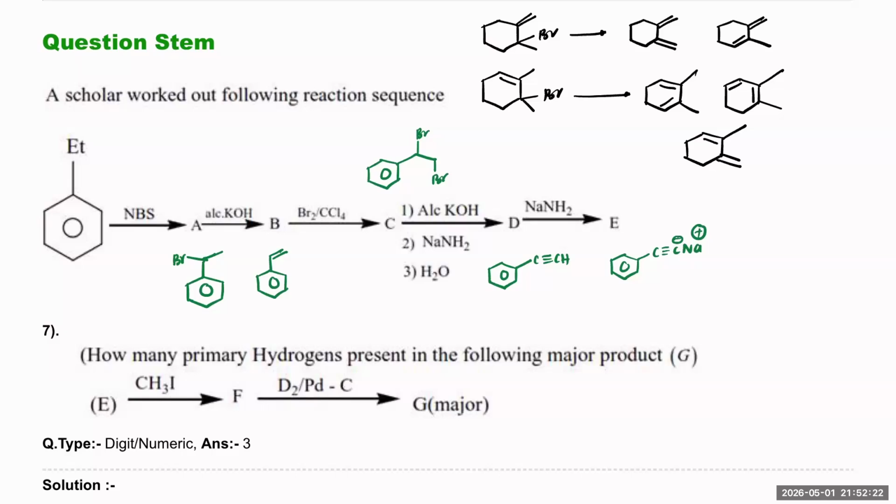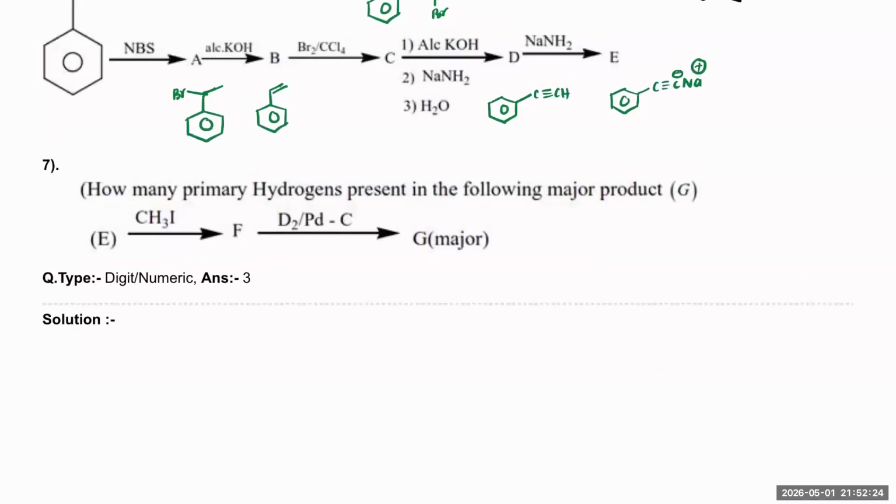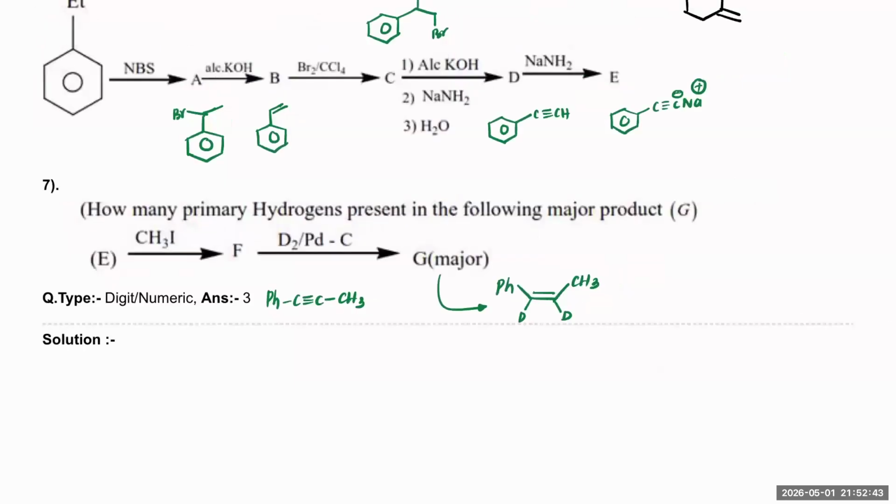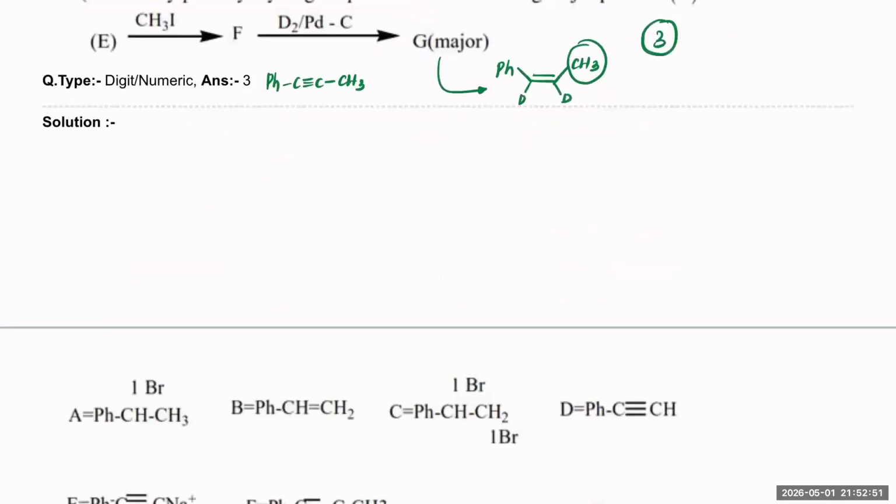Next. From E, you are making a substitution, which makes Ph, C triple bond C, CH3. Then we are making an addition, so we'll get this as Ph, because this will make a cis syn addition, so you'll get the cis molecule. So this is the major product. How many primary hydrogens are present in the following compound? How many do we have? Only these three. So those are three. Next.